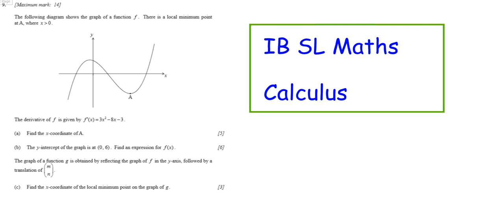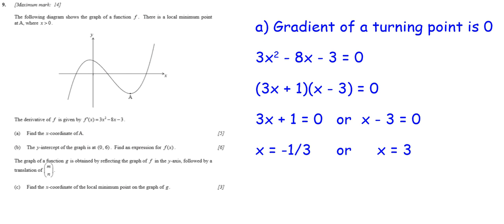So the first part, A. Find the x coordinate of A. Okay, so it's really important to notice from the question that we're looking at a minimum point. Any kind of stationary point, minimum or maximum, has a gradient of 0. So the gradient of a turning point is 0. So we take our 3x squared minus 8x minus 3 and make that equal to 0.